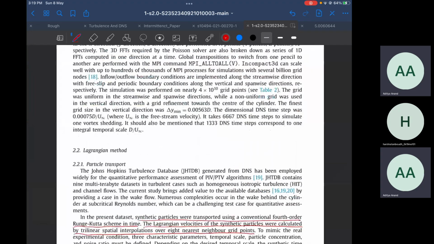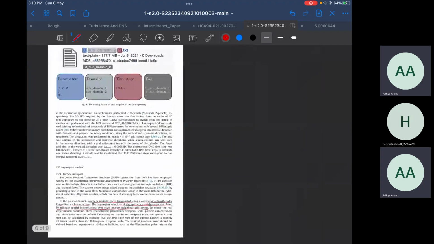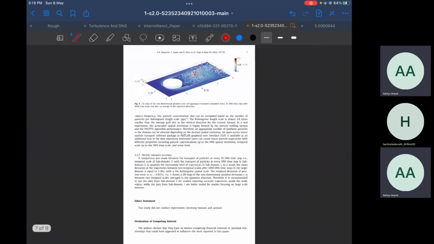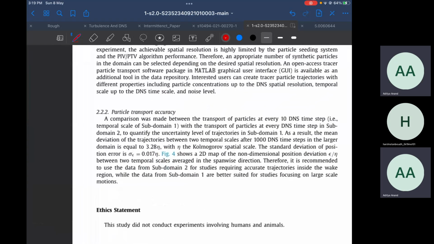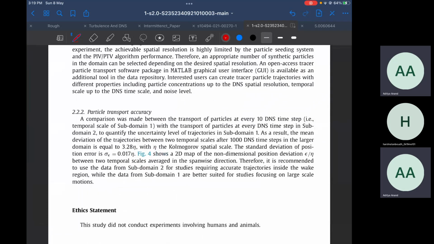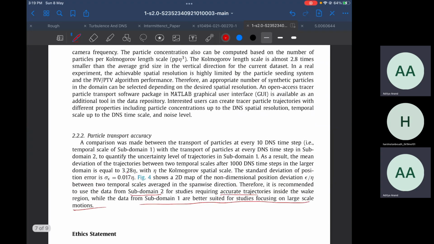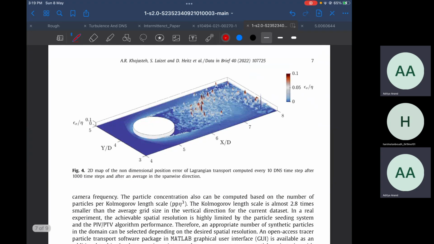So they have quantified the error as well. And they have suggested that if you require very accurate trajectories, you should use the data from subdomain 2. The data from subdomain 1 are better suited for studies focusing on large scale motions. Okay, these are the error plots.